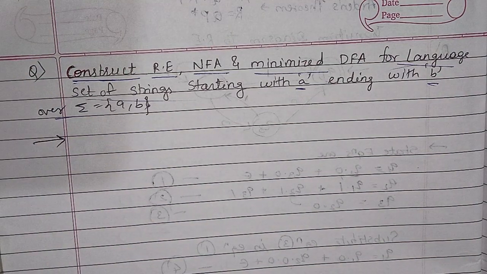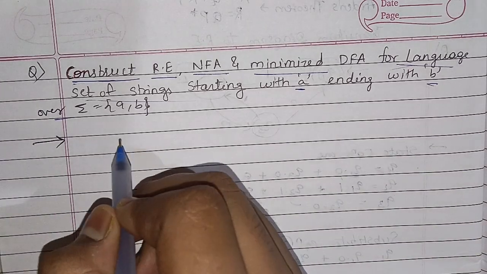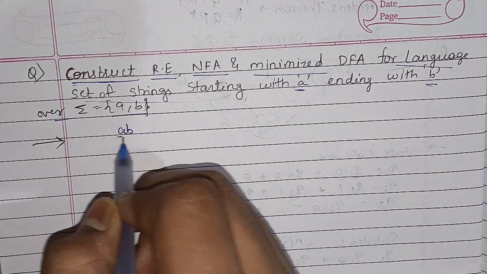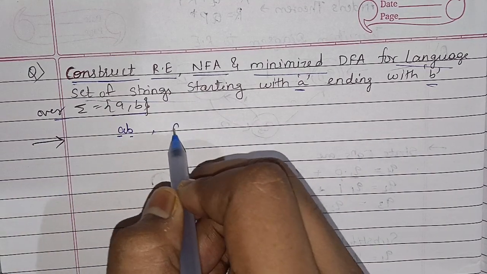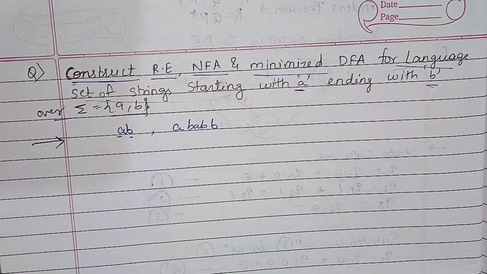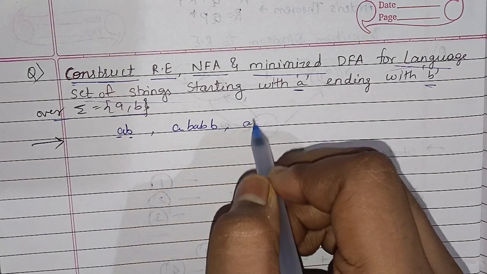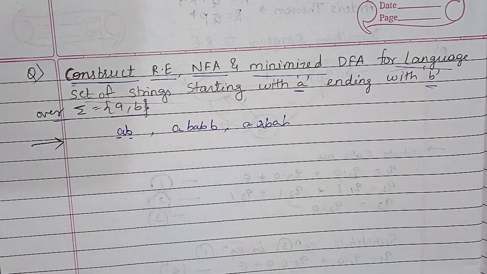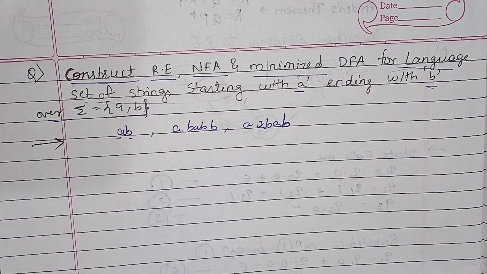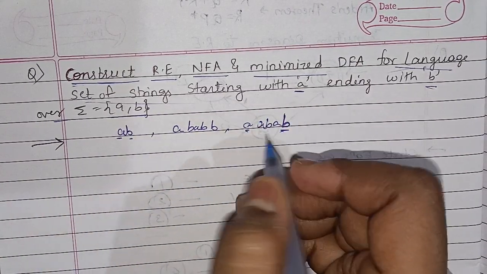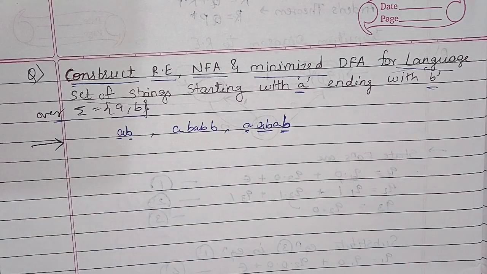Okay. So which type of strings can it accept? Starting with A, ending with B, I can write A, B. Starting with A, ending with B, I can write A, B, B. Starting with A again and ending with B, I can write A, B, A, B. This is also acceptable. Now see, starting with A, ending with B, and in between it can contain any combination.